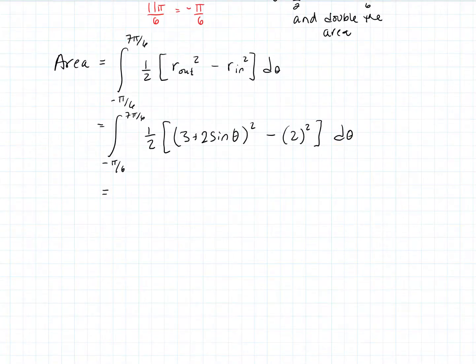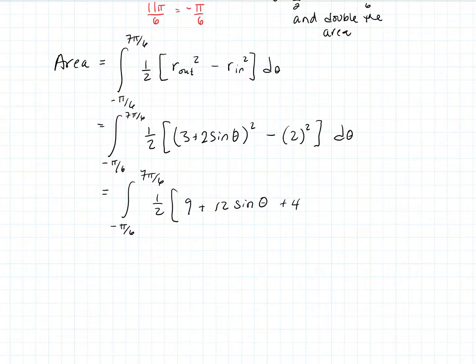And we could continue this on, and I'll take it just a little step further here, and then I think I'll end the video. This is then from negative pi over 6 to 7 pi over 6, 1/2, expand everything out here, 9 plus 12 sine of theta plus 4 sine squared of theta minus 4 d theta, and so on. At this point, this is just integration strategies, and then plugging it in.